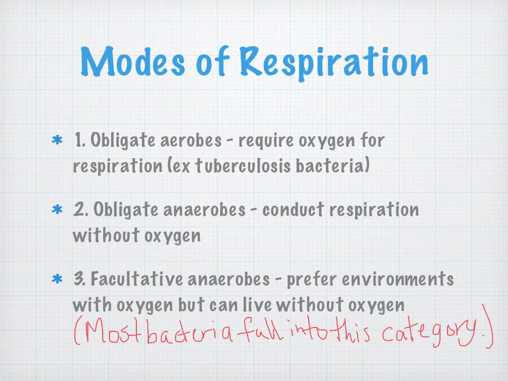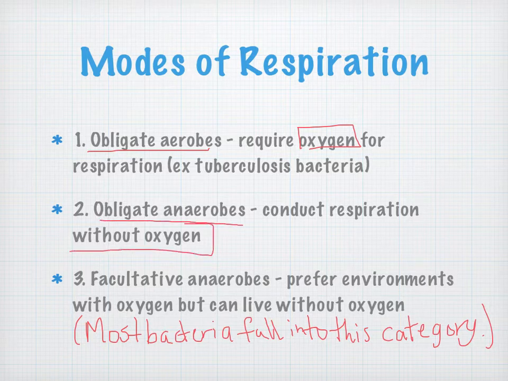Modes of respiration. So you have obligate aerobes, and these require oxygen for respiration. For example, that would be tuberculosis bacteria. Then we can have obligate anaerobes, and they conduct respiration without oxygen. And then we get facultative anaerobes, which prefer environments with oxygen but can live without oxygen. Most bacteria fall into this category.